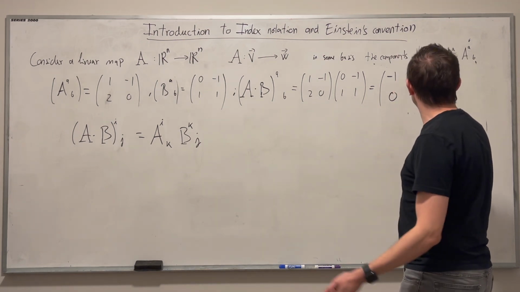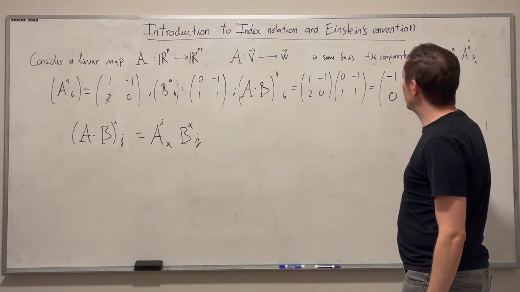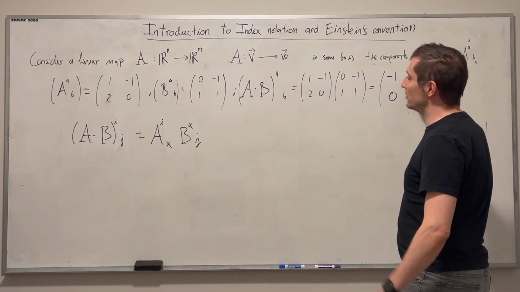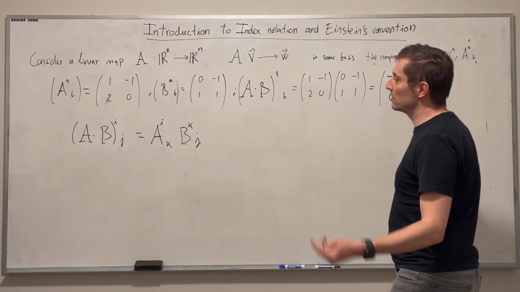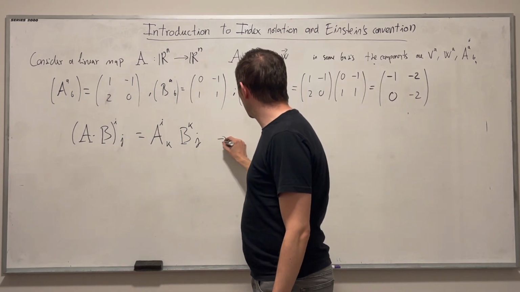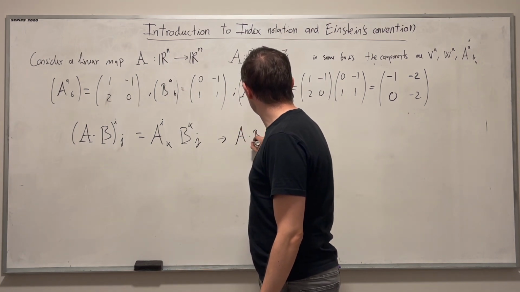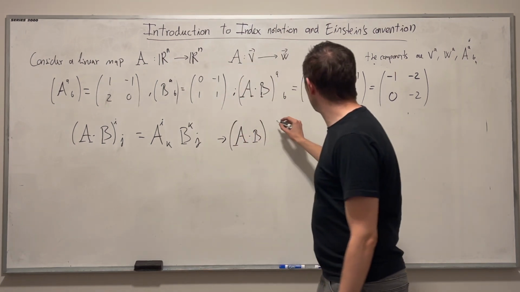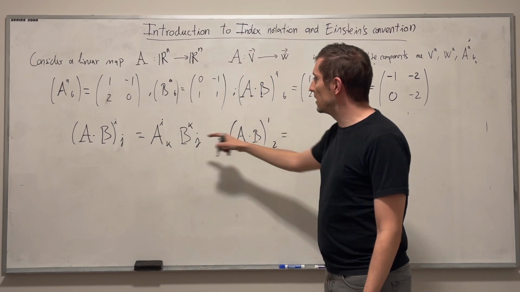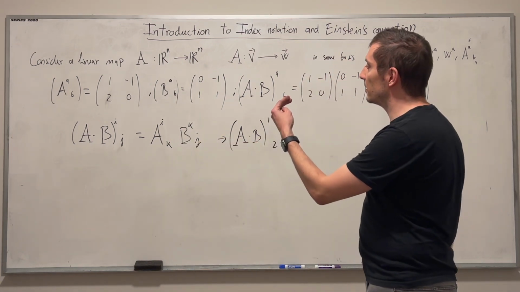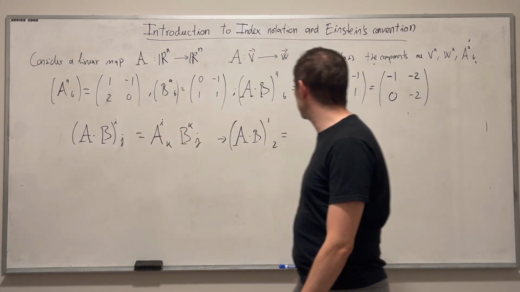And let's compare and see that indeed I get this result. Well, let's take one entry. For example, let's compute this -2 here. That would be the 1, 2 entry. So i equals 1, j equals 2. So if we apply that and we want the A dot B entry, say 1, 2, well, I just take this expression and substitute i by 1 and j by 2.